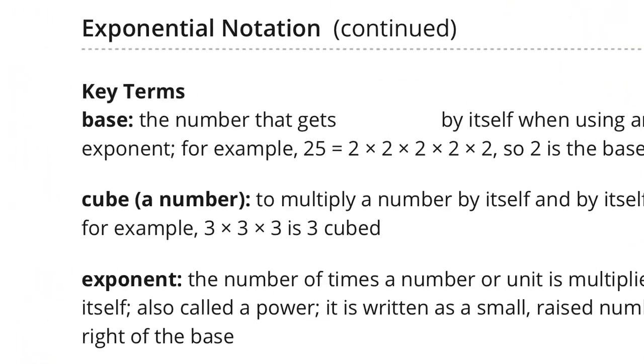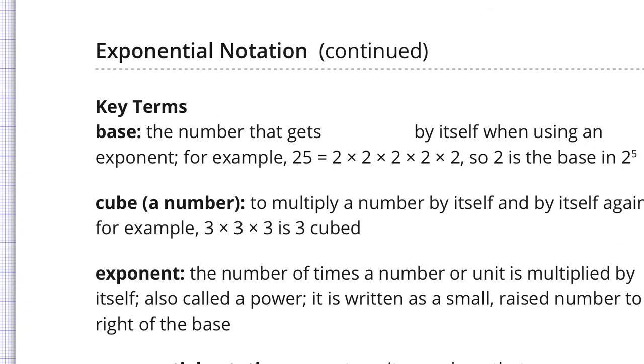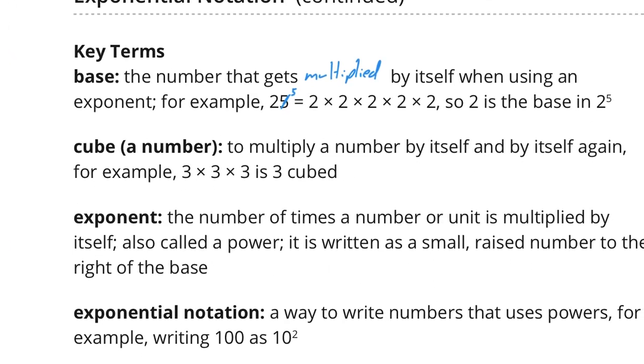So here we have key terms. Base. The number that gets multiplied by itself when using an exponent. For example, 2 to the power of 5 equals 2 times 2 times 2 times 2 times 2. So 2 is the base in 2 to the power of 5. That's not right. This should say 2 to the power of 5, not 25. So you should fix that on there.